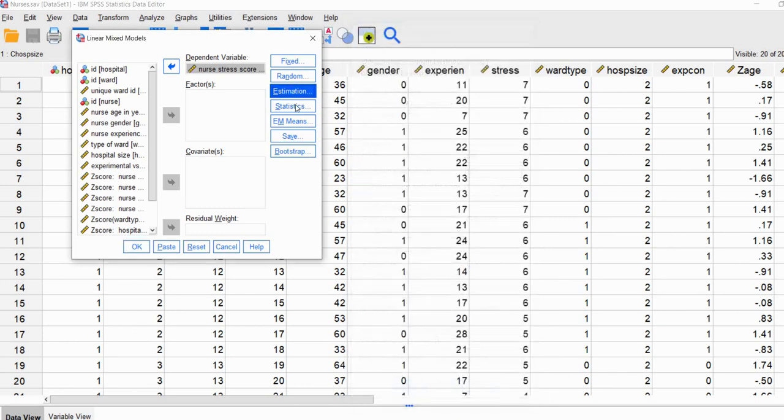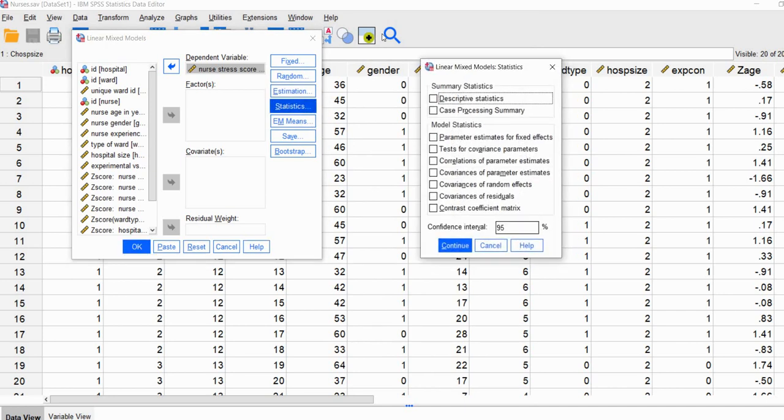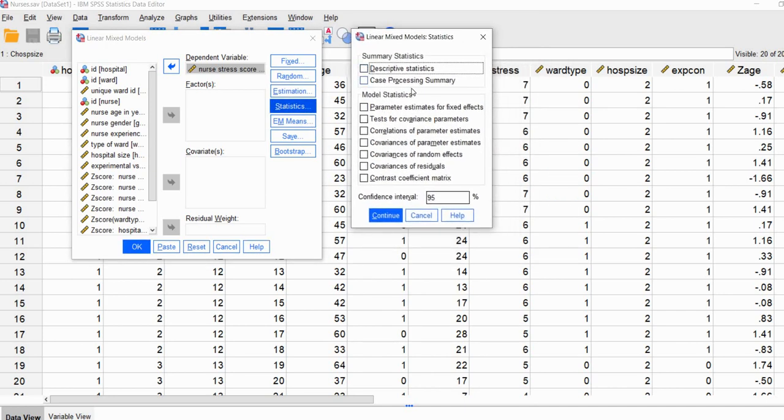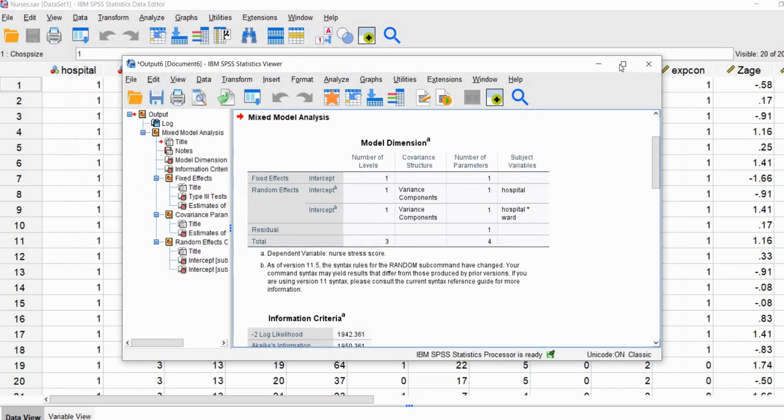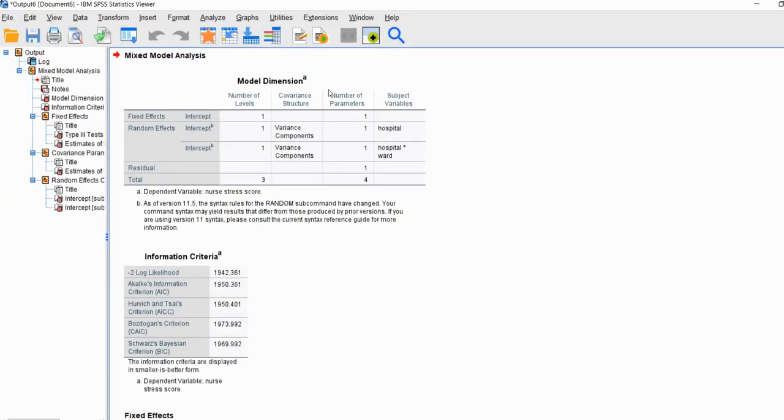So we'll click on Continue, and then we'll click on Statistics right here. There are various options available to you. I'm going to select parameter estimates for fixed effects, test for covariance parameters, and I'm also going to select covariances of random effects, although this is not going to be useful at this point. I'm just going to leave that default clicked for later on. So we'll click on Continue right here, and then we'll click OK to generate our output. So you'll see the first table, the model dimension table, just gives you a general overview of the model and what parameters are being estimated for that particular model.